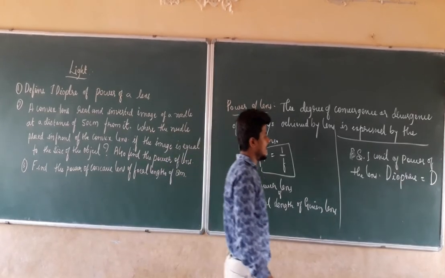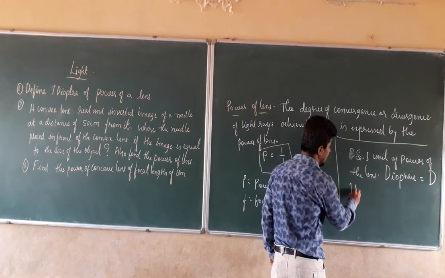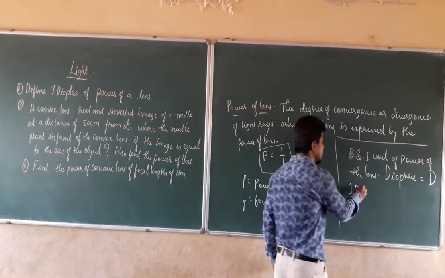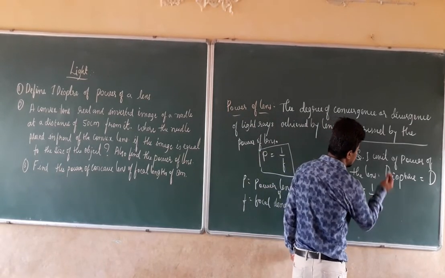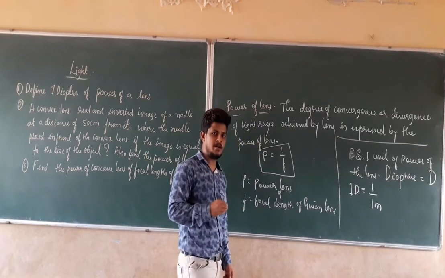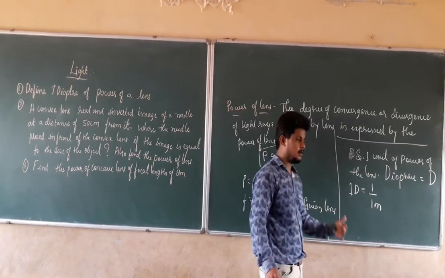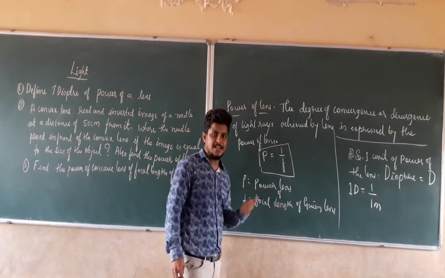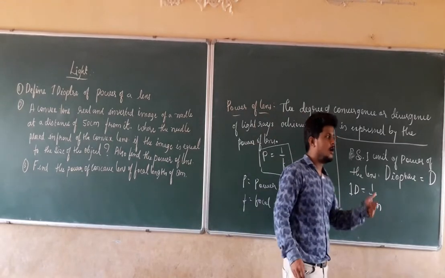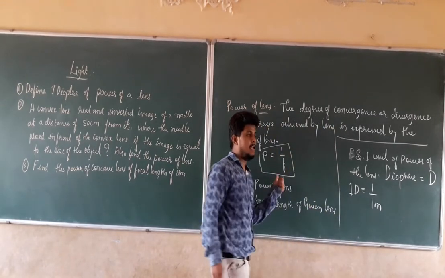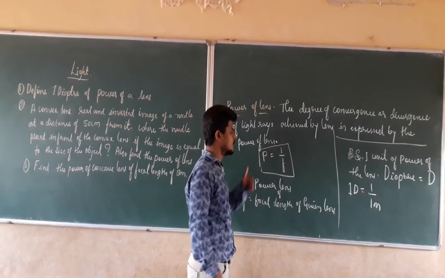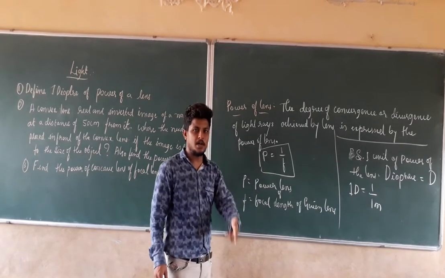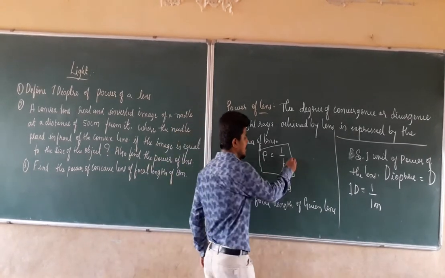Now what is the power of the lens? The power of the lens is expressed as 1 diopter if it has a focal length of 1 meter. While finding the power of the lens, the focal length of that lens should be in meters only.